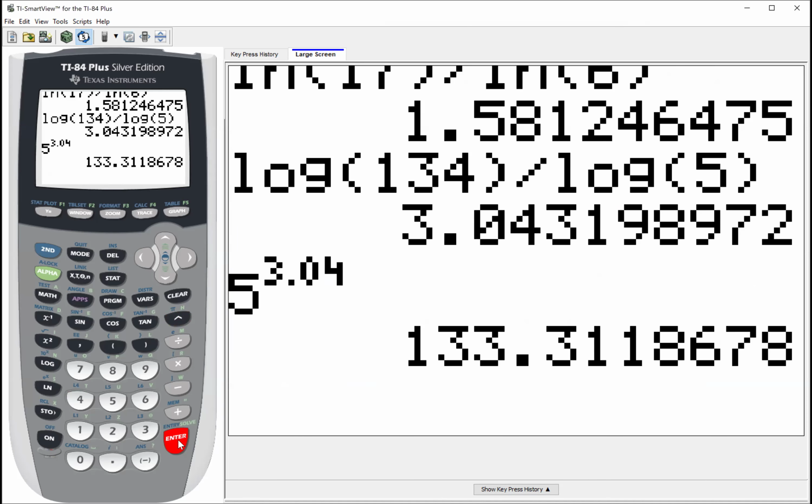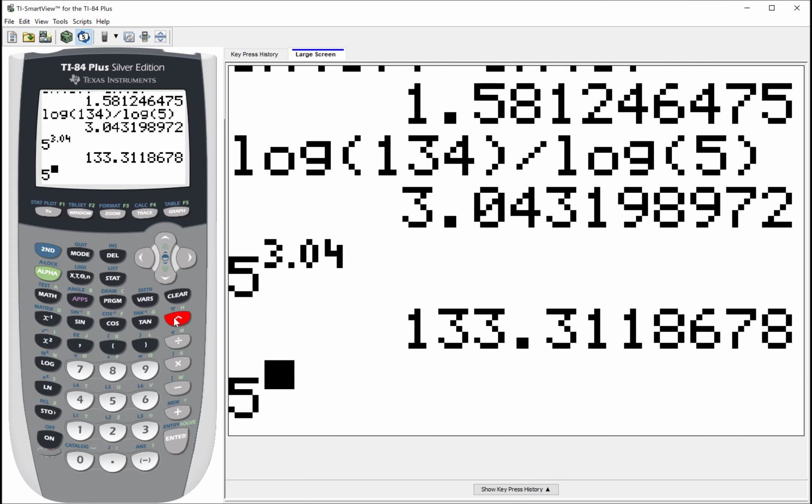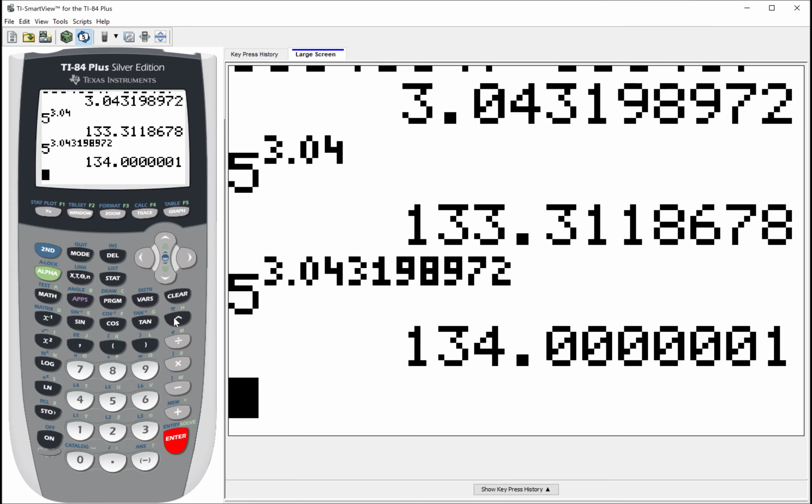There's a little bit of rounding error because I rounded, right? That 3.04 is really 3.043198972. So look, if we go out a little bit further, if I do 5 raised to the 3.043198972, we're going to get closer to 134. You see how much closer? Because there's not as much rounding error. That's why we like to leave our answers in exact form.